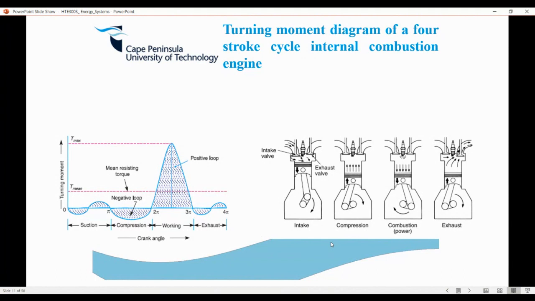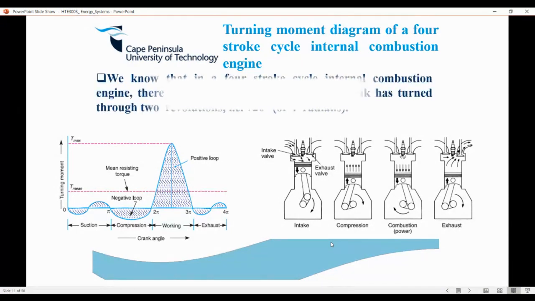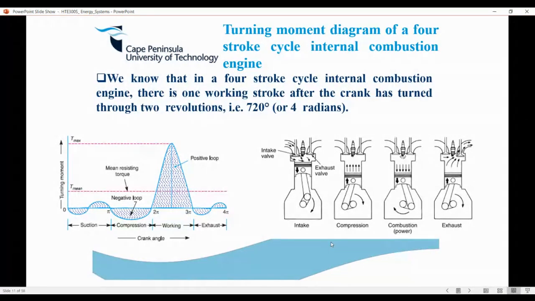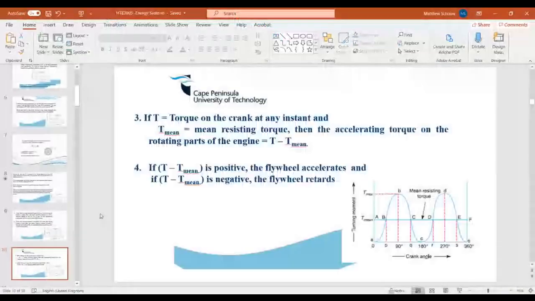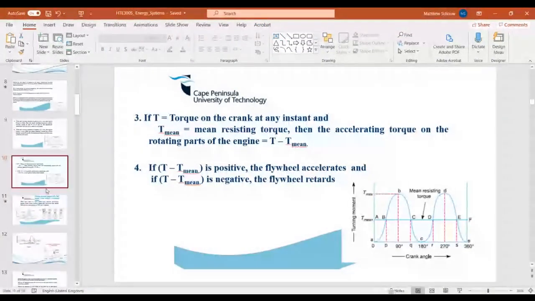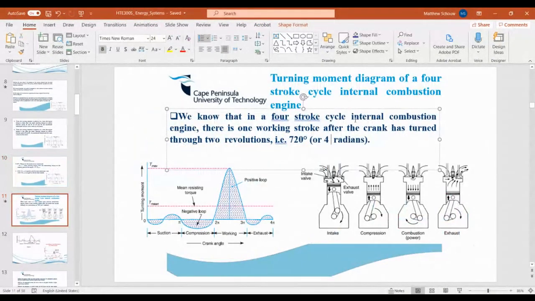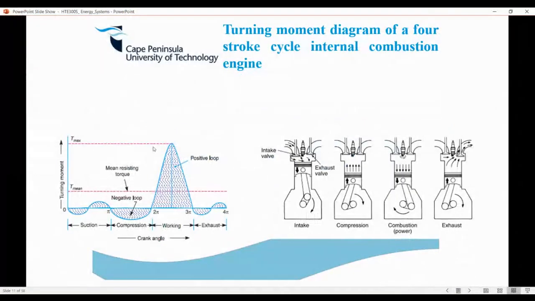Looking at that as well, having a similar thought, they're saying that for a 4-stroke cycle internal combustion engine, there's one working stroke after the crank has turned 2 revolutions, or 4 pi radians, not 4 radians, it should be 4 pi radians. Maybe that's just a mistake on the slide. Here you can see that only this section where the working stroke is, that's where most of the work is generated during expansion.